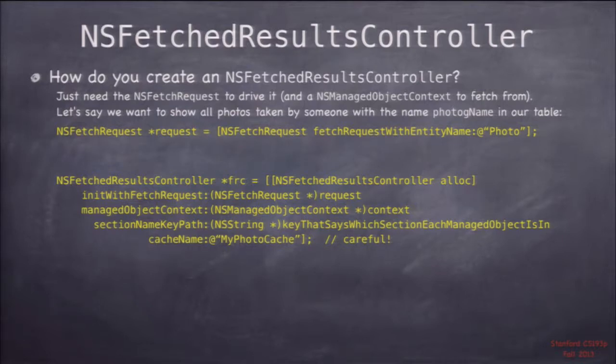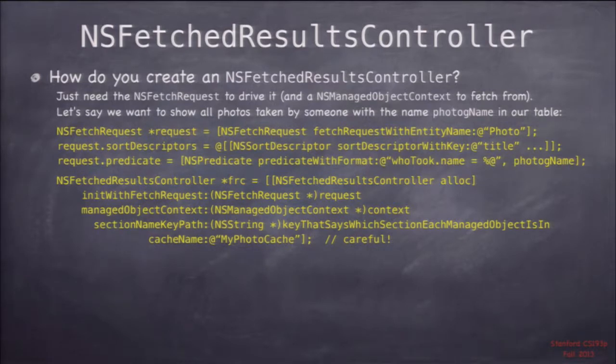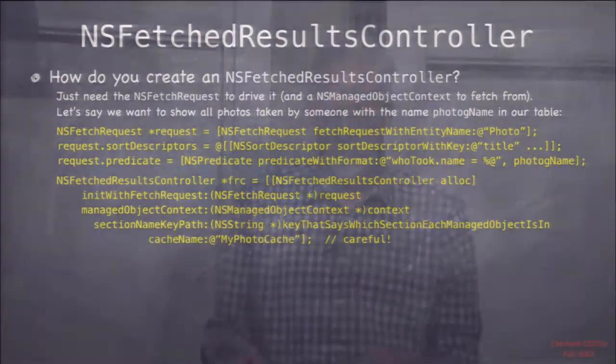But let's take a look at what kind of fetch request we might create to put into a fetch results controller. So here I'm creating a photo request, so I'm going to be fetching photos. I need a sort descriptor that says what order these photos are going to be in the table view, so I'll sort them by their title, let's say. And then a predicate. I'm going to get all the photos that were taken by a photographer with a given name, photog name. So I just specify the predicate. So I basically create a normal NSFetchRequest, and then I just do this fetch results controller alloc, fetch request, context, section key name, and cache. It's as simple as that.